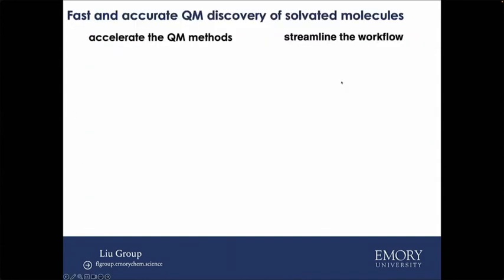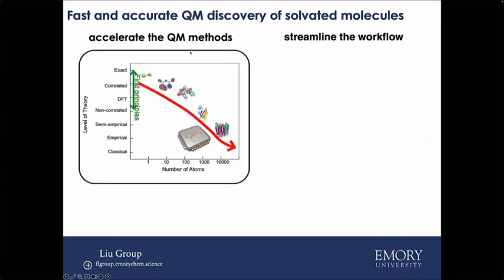In order to tackle these, we need to address two major challenges. One is to accelerate the quantum chemistry methods such that we can run the calculations for larger systems or for a system for a longer time, for example, configuration sampling of the solvation structure.